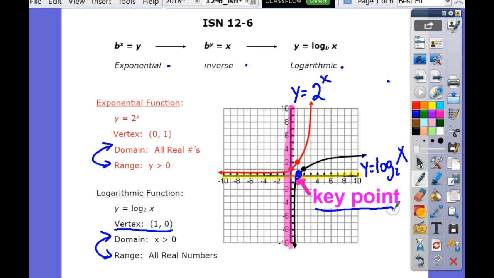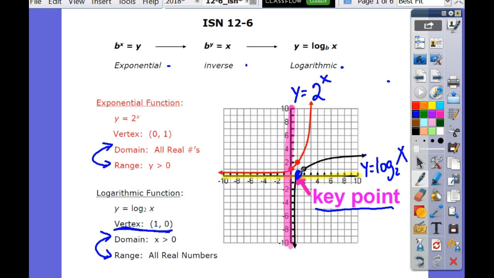Now, I have a little bit of a problem calling this point right here a vertex. I call that point right there a key point. It's a very important point to our graph. It's the x-intercept of our graph. But I learned in geometry that a vertex is where two sides come together at a point, and that doesn't really seem to apply to this point right here.